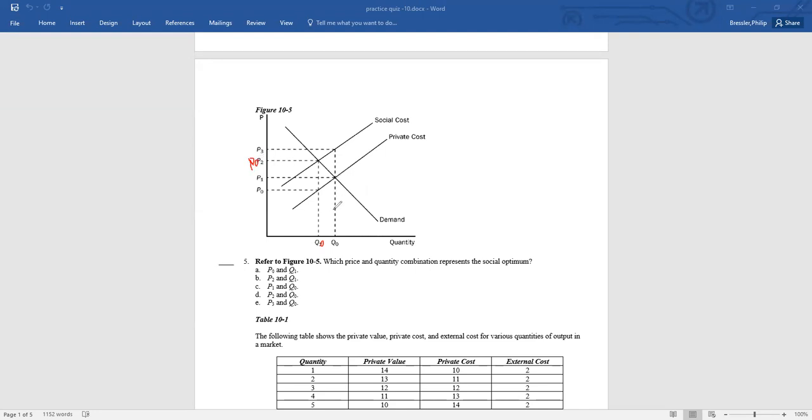All right, so it'd be P2, I guess, Q1. So the answer there, P2, Q1, the answer there is B, as in broccoli. All right, now, what else could they ask you here? They could ask you the difference between the two lines right here. They could ask you the external benefit. All right, external benefit would be P3 minus P1, right? That line, that's the external benefit.